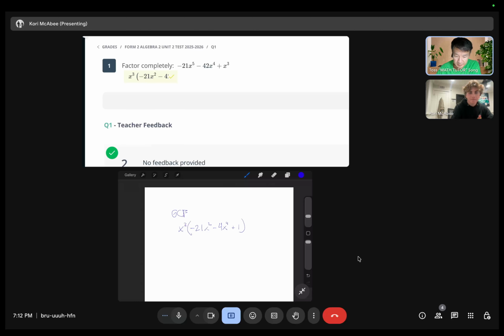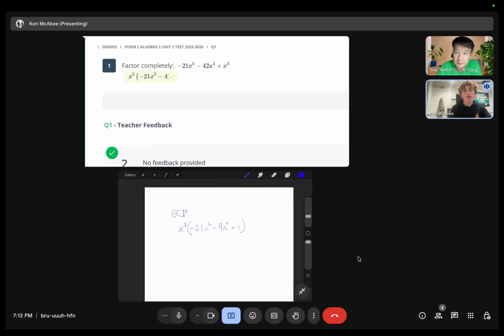Very good. All right, so you just missed the plus 1 part. You see that? To get back the x to the third, you need that plus 1. That makes sense. You can also factor out the negative if you want, but there's two variations of this answer. All right, let's put that in or submit it or fix it.